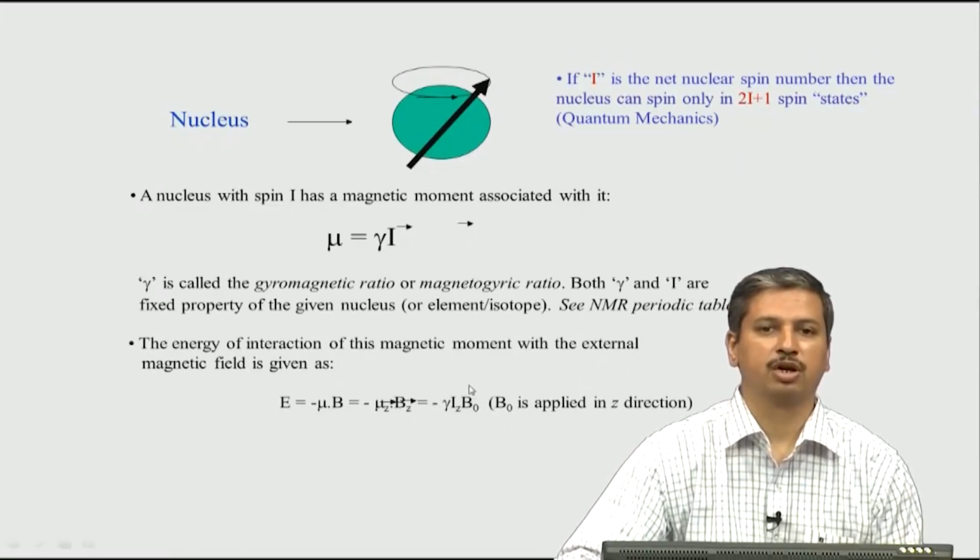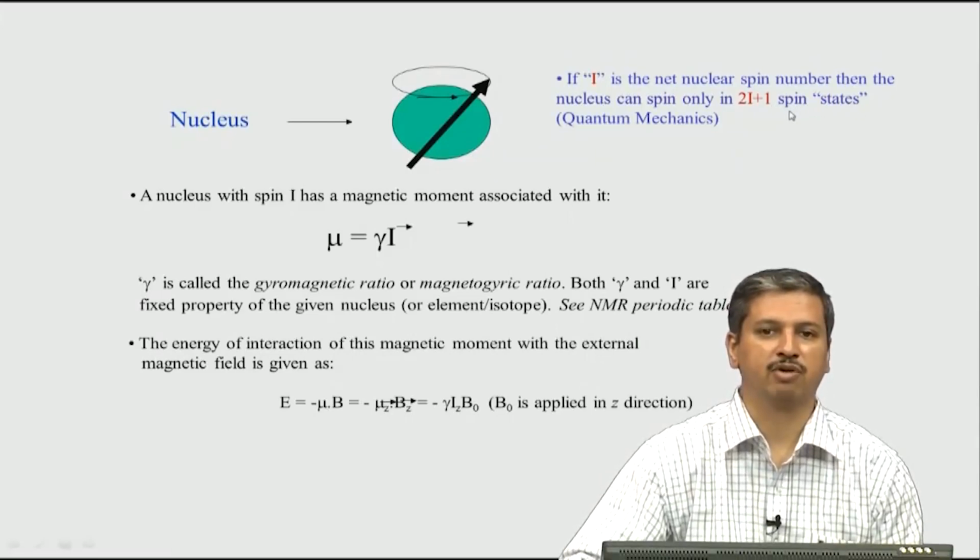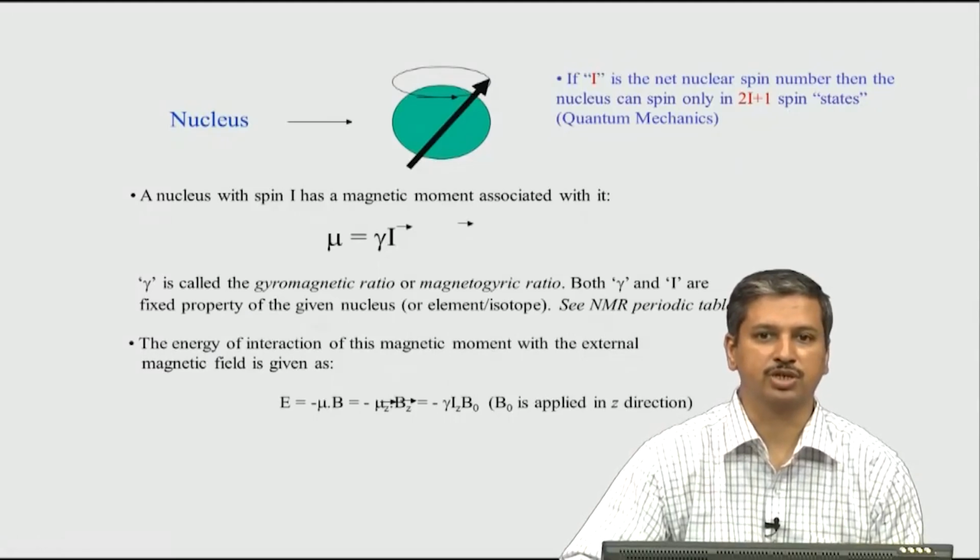Now, according to quantum mechanics, if you have a spin I, it has 2I plus 1 spin states. What is a spin state? A spin state is basically what I was referring to as energy levels in the previous class. We looked at different energy levels and showed that there is a ground state and an excited state. Similarly, the angular momentum denoted by I is quantized, and it has different levels, 2I plus 1 levels.